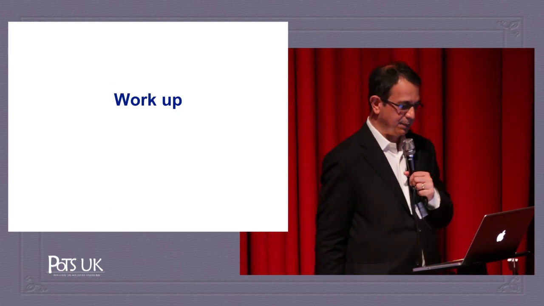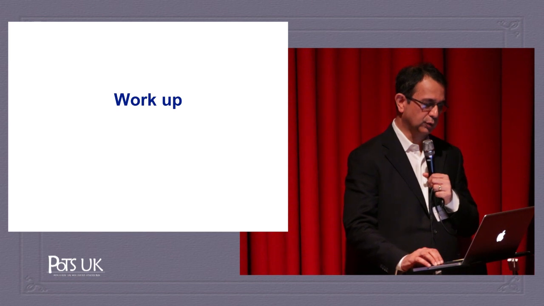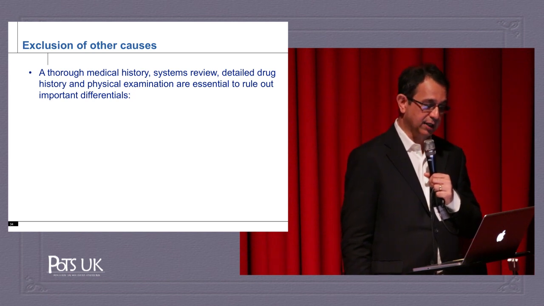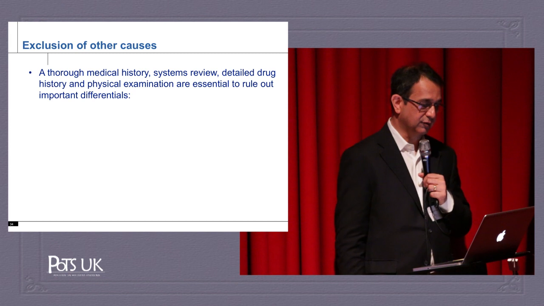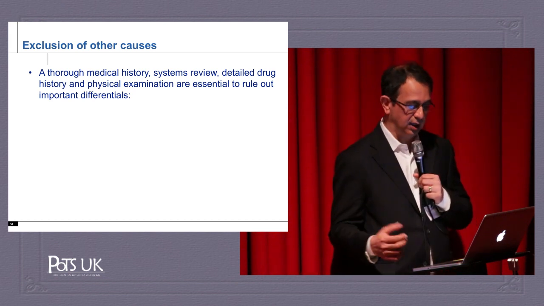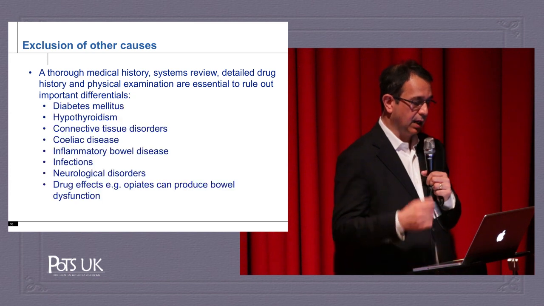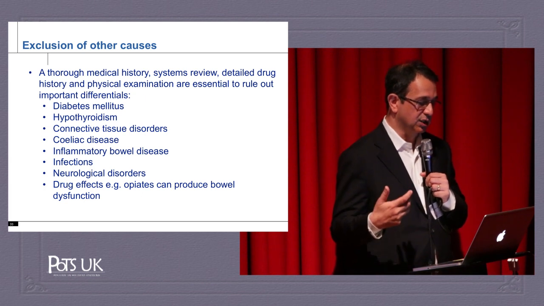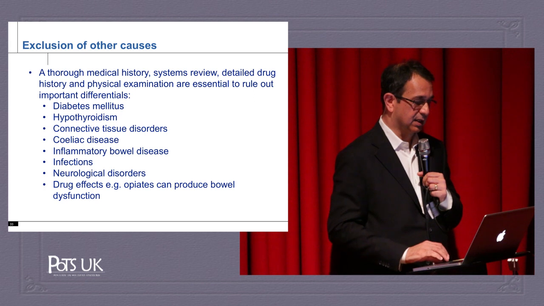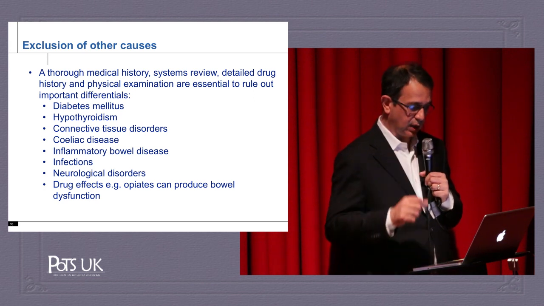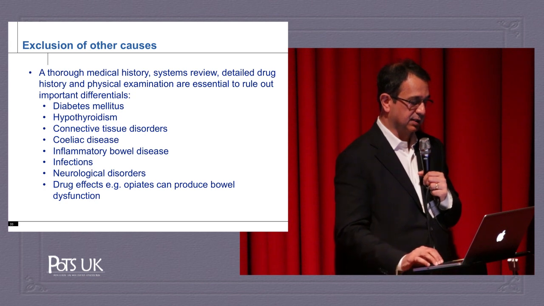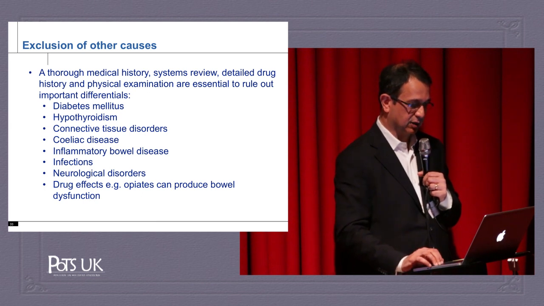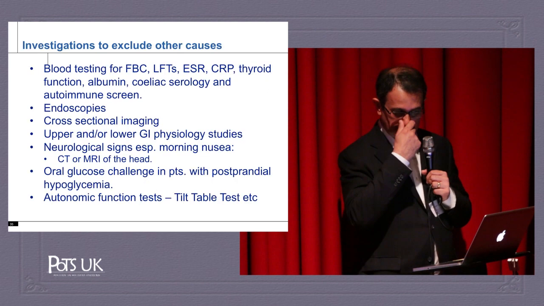How do you work these patients up? I think it's always useful to start by taking a really good history, doing a systems review, a detailed drug history, physical examination, etc., to rule out all the different differential diagnoses as well. There's a whole range of conditions which can produce similar symptoms of autonomic dysfunction that one needs to make sure have been excluded. I won't go through each one of them, but suffice to say that one cannot just put them into one category. One does have to go through a whole exclusion process.